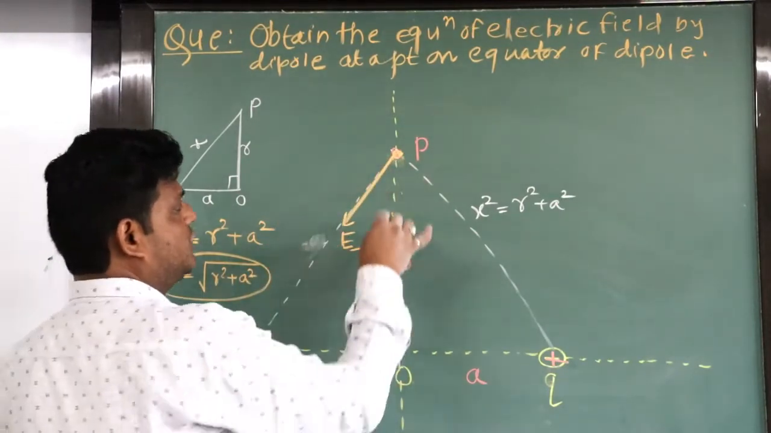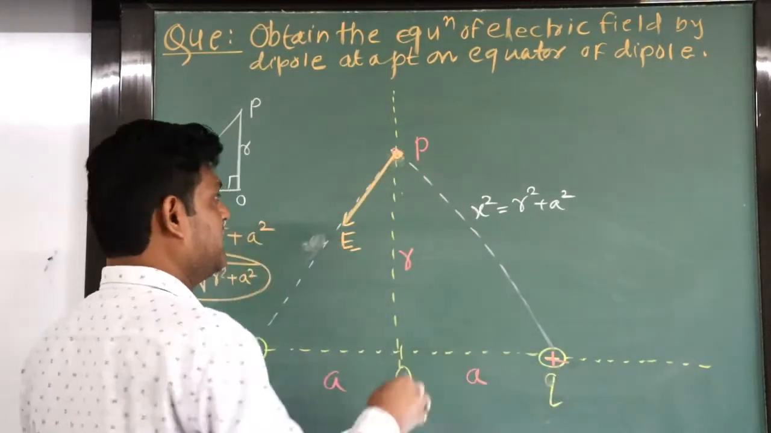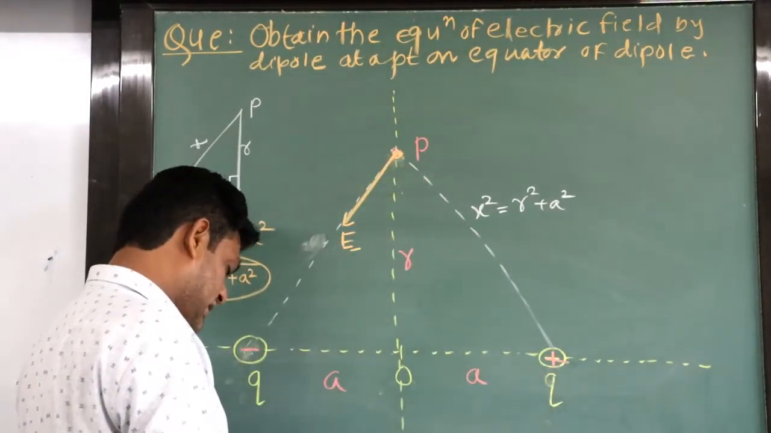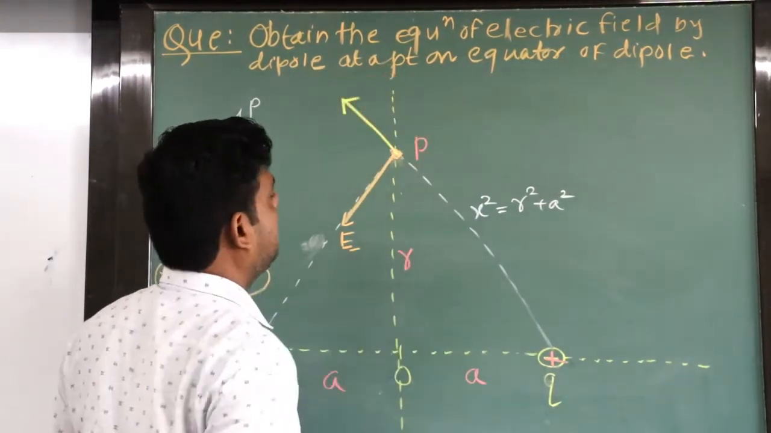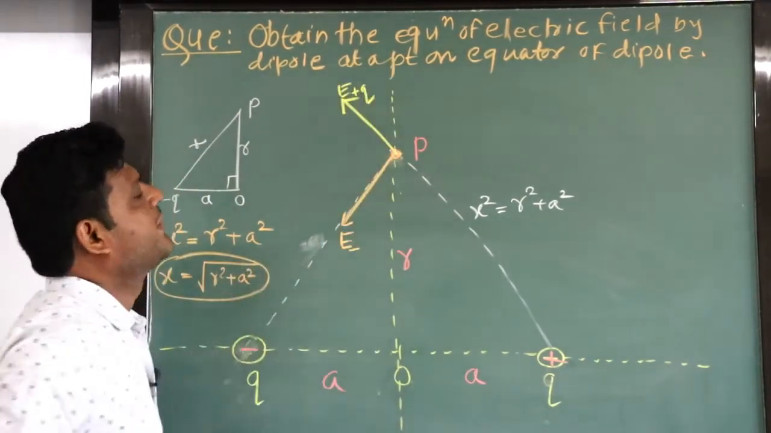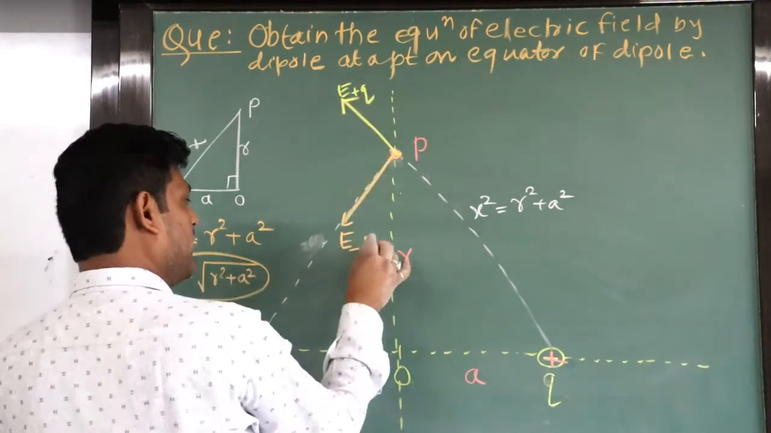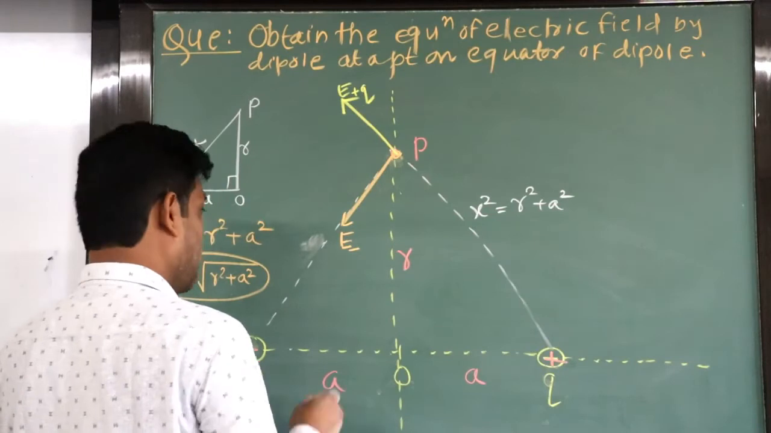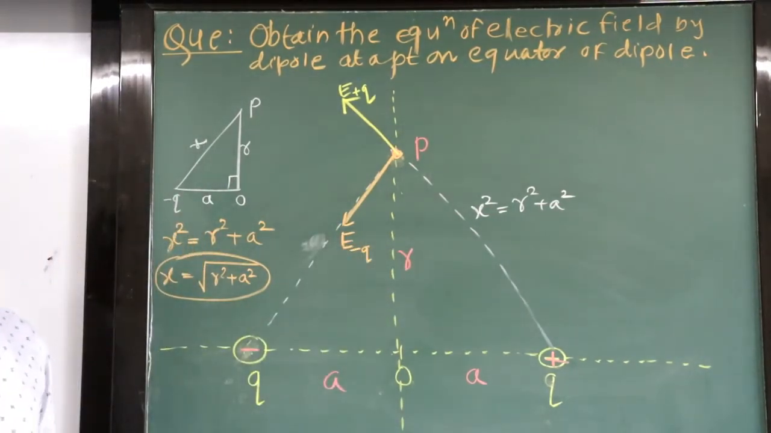Similarly, what is the direction of electric field at point P due to the plus q charge? Suppose we are denoting it in a different color, and that will be like this. This will be the direction of electric field at point P due to the plus q charge. Both the vectors, E minus q and E plus q, are not on the x-axis or on the y-axis. That's why we must find out the components of these two vectors.